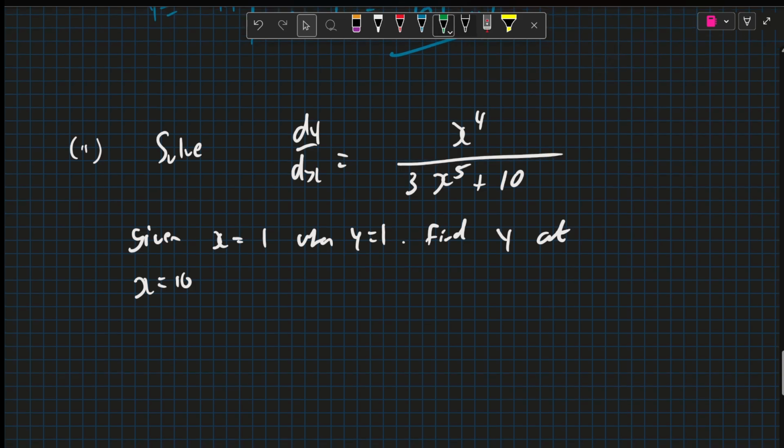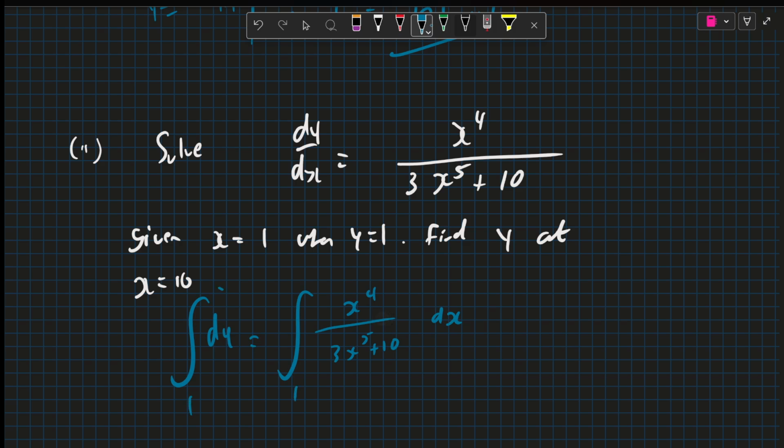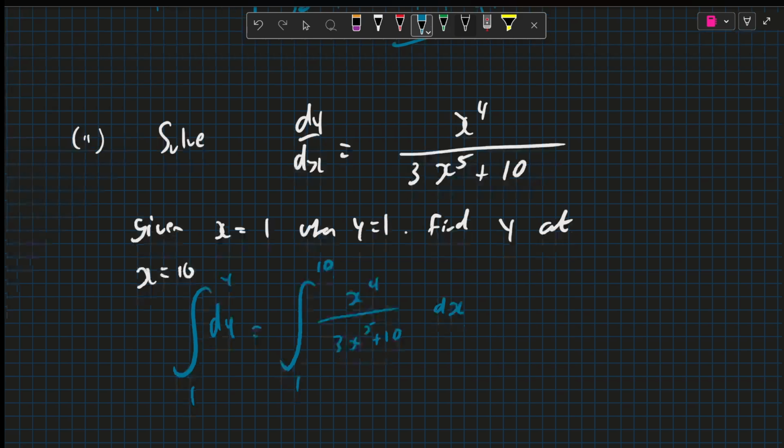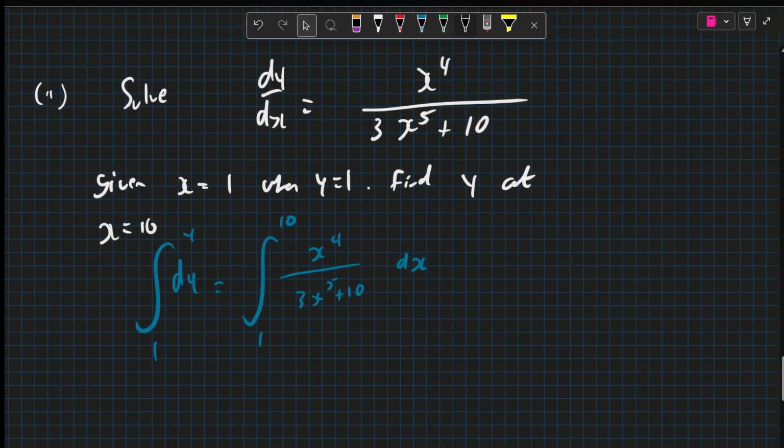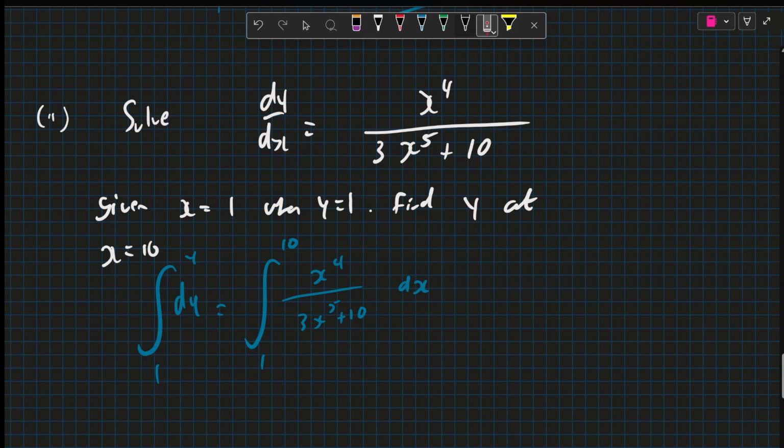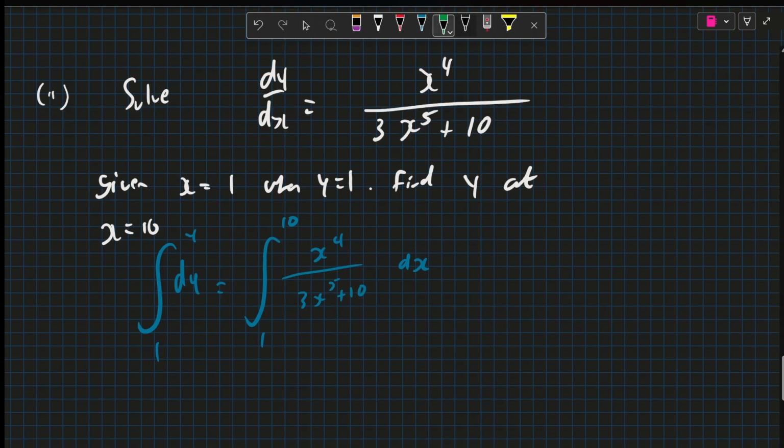So here's the trick. Again, I'm just going to do the normal thing of dy equals x to the 4 over 3x to the 5 plus 10 dx, and then integrate. Given x is 1 when y is 1, find y at x equals 10. So there's going to be a y minus 1 cropping out here. Now, if you differentiate this, you get the 5 coming down, you get 15x to the 4.